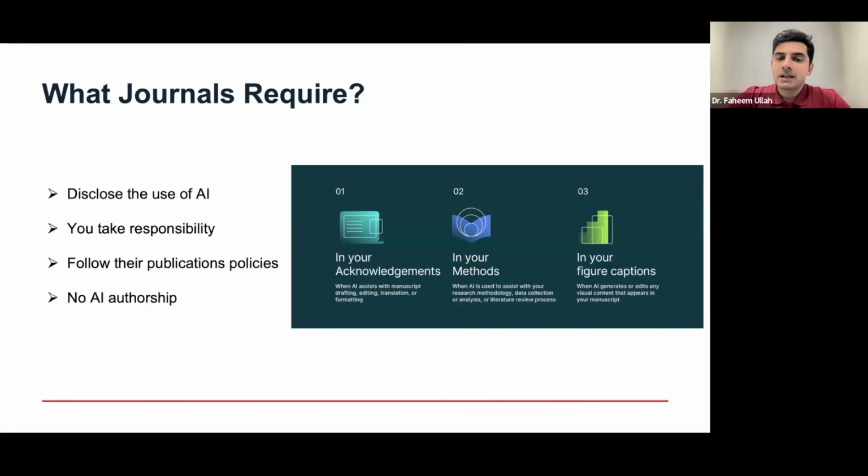So, for example, for Wiley, you can see that they might say you can indicate it in the acknowledgement section. You can mention it in the methods. For example, if you have used AI to analyze data or to collect data, you should mention it in the methods section. Similarly, for figures, if you have used AI to draw a figure, just mention in the caption of the figure that it has been created through the use of this particular AI tool.